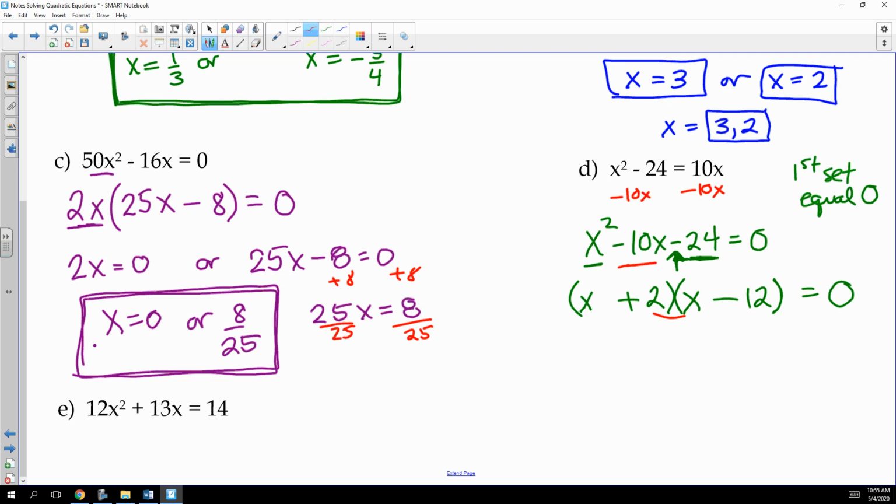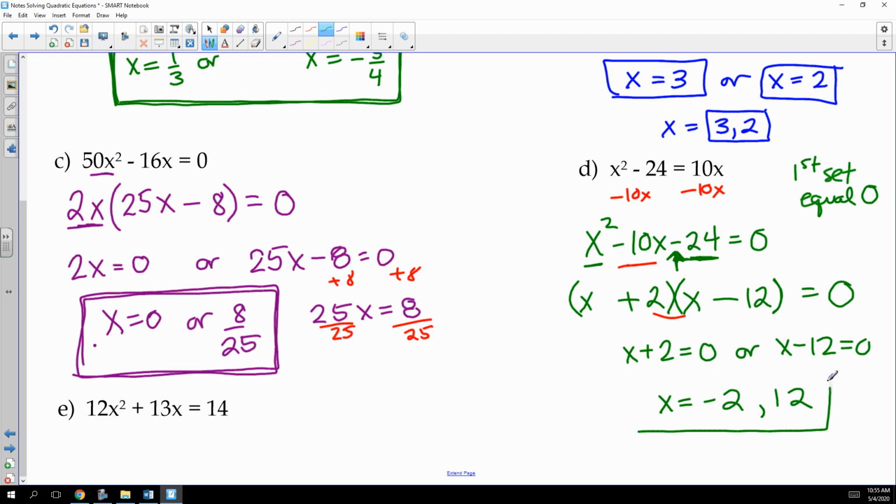And then setting each factor equal to 0, x plus 2 equals 0, or x minus 12 equals 0. So x equals negative 2 or positive 12. Those are the 2 solutions we get.